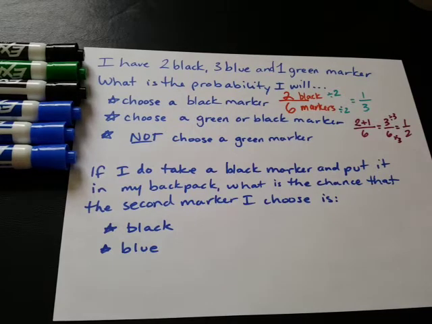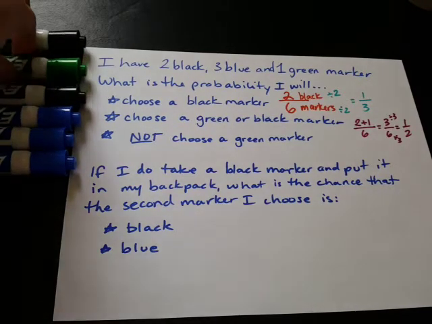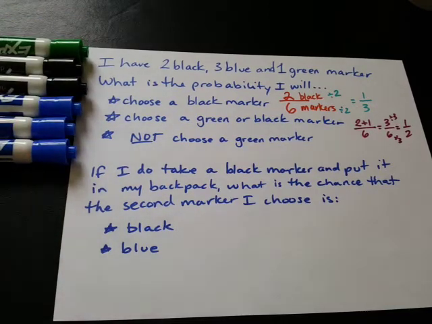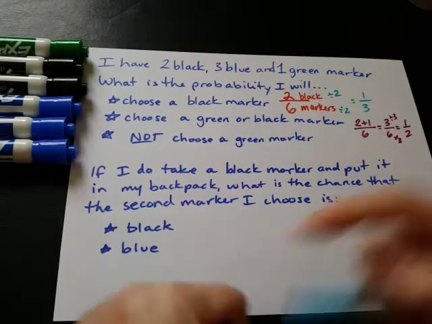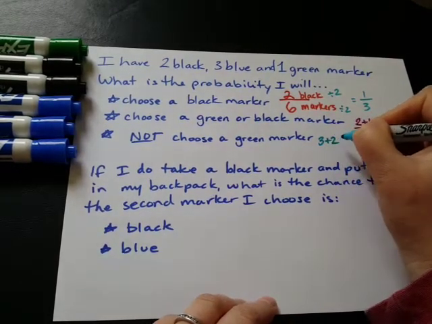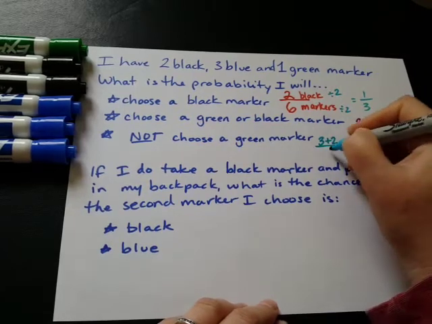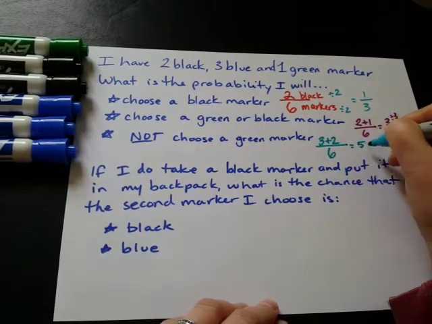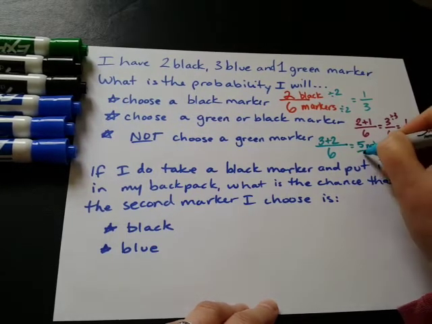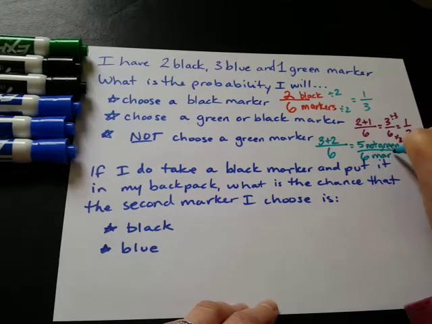And then the last one. What is the chance that I'm going to not pick a green marker? So basically, any of those guys, any of the 3 blue or the 2 black. So there's 5 ways to not get green out of the 6 markers altogether.